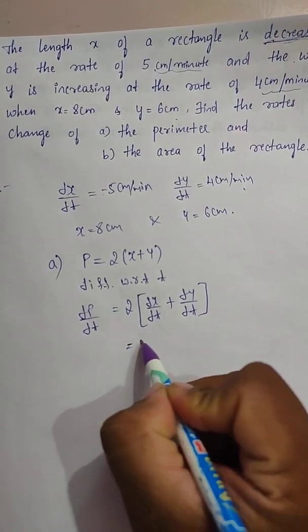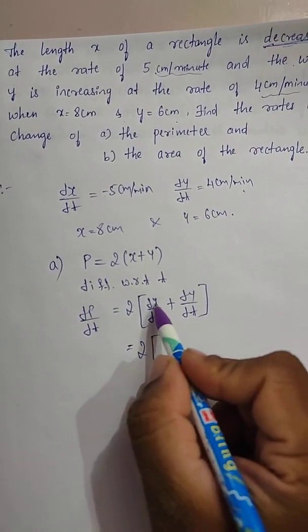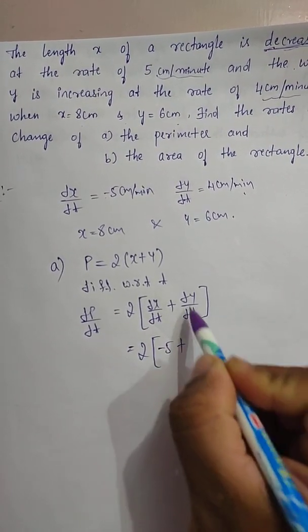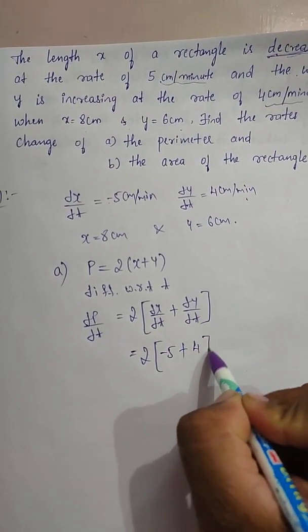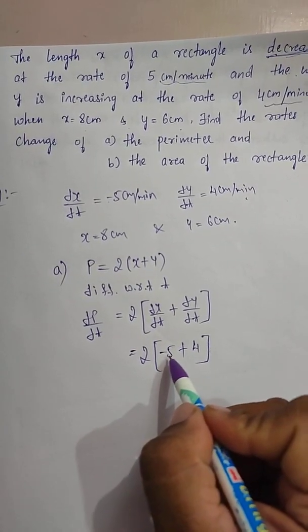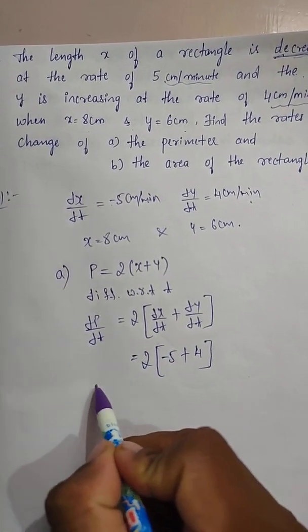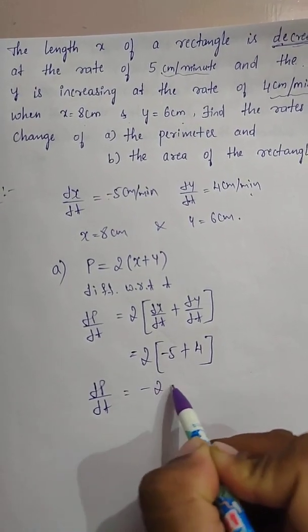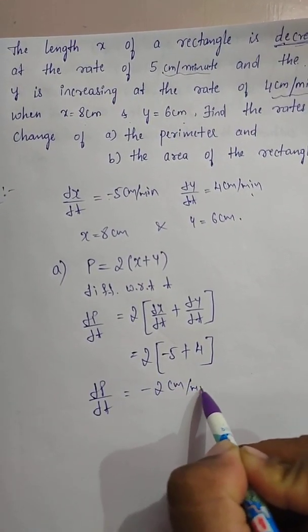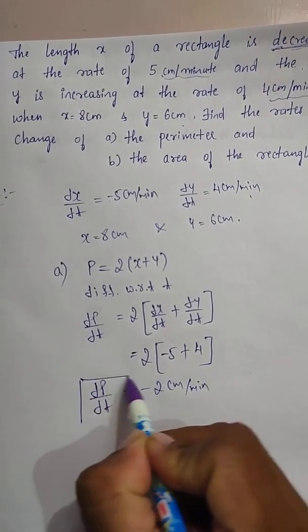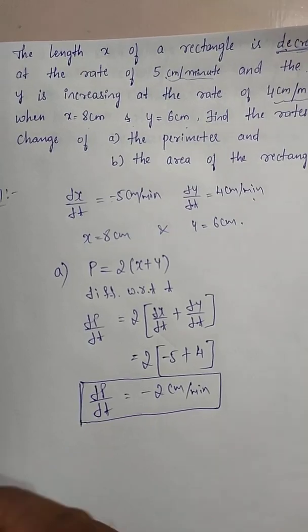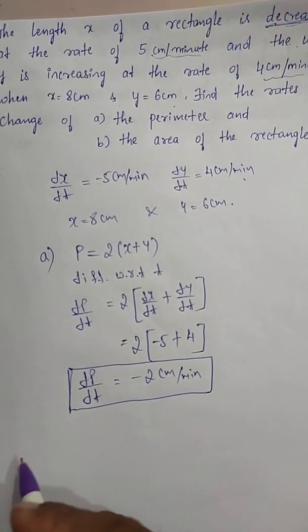Now this is equal to 2 into, what is dx by dt? dx by dt is minus 5, dy by dt is 4. Minus 5 plus 4 is minus 1. Minus 1 into 2 is minus 2. Means dP by dt is equal to minus 2 centimeter per minute. So in the given problem, one is increasing, another one is decreasing.